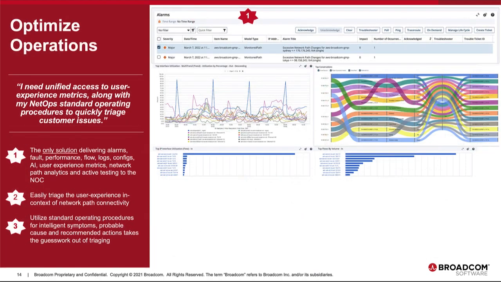Other great use cases that the entire NetOps and AppNeta solutions provide around optimizing operations, being able to help our customers unify access of the entire full stack network of fault, performance, flow, you name it, along with user experience metrics now from AppNeta, having that entire picture of what network performance looks like from every single available metric that can be collected, correlated, normalized, and then surfaced in an easily digestible manner like we see here.